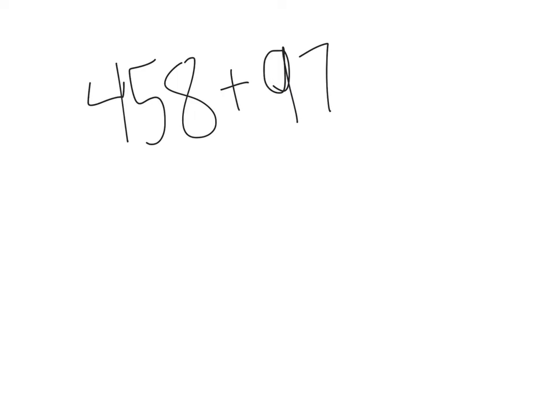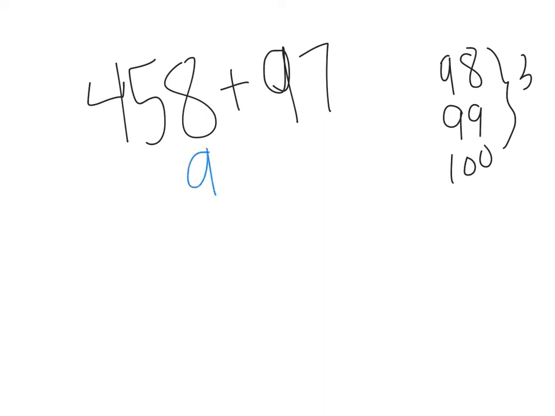Well, let's think about it, Miss Sexton. 458 isn't real close to the next 100, but I see that 97 is. How far away is 97 from 100? 97, 98, 99, 100. Oh, 3. Miss Sexton, how about we get 3 from 458? So why don't you write 97 plus 3 equals 100? 97 plus 3 equals 100.